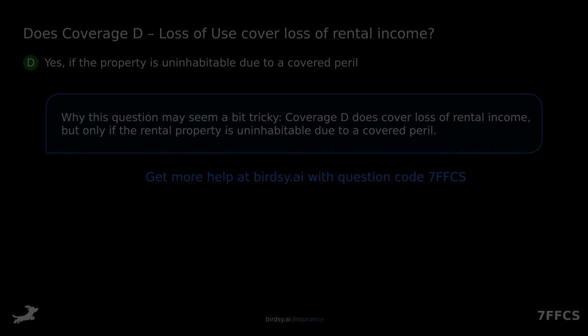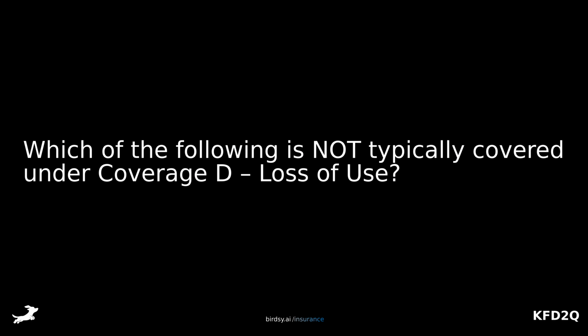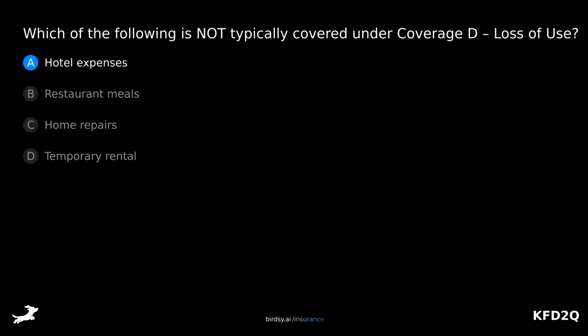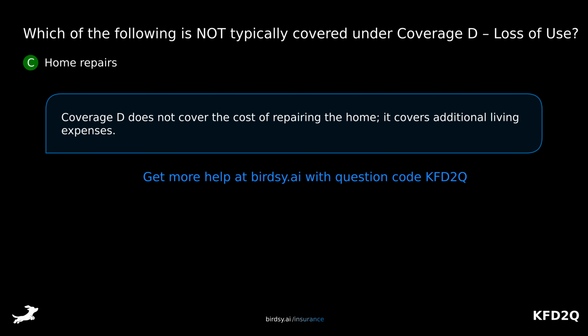Which of the following is not typically covered under coverage D, loss of use? Is it A, hotel expenses, B, restaurant meals, C, home repairs, or D, temporary rental? The answer is C, home repairs. Coverage D does not cover the cost of repairing the home. It covers additional living expenses.